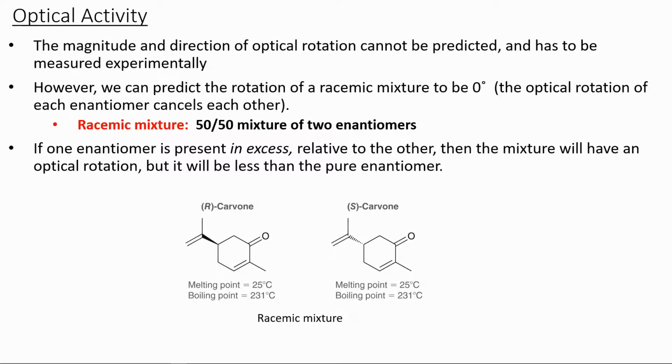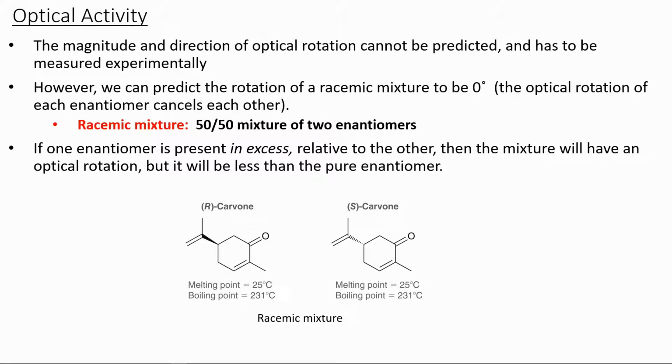If we have a mixture that's a 50-50 mixture of the two enantiomers, this is going to be called a racemic mixture. So a racemic mixture, this is an important key vocabulary term. A racemic mixture is a 50-50 mixture of two enantiomers. What do you expect that the optical rotation would be for a racemic mixture? There would be no optical rotation, right? It would be at 0 because we have an equal mixture of the two.